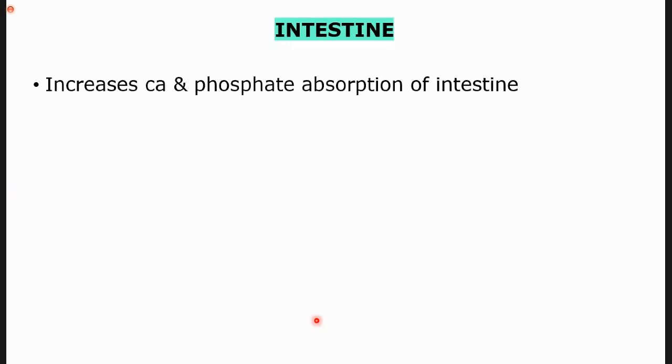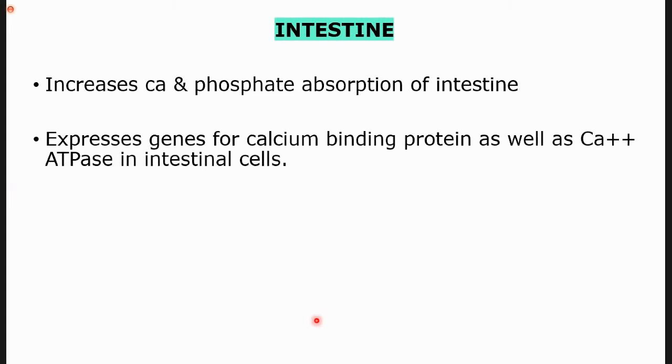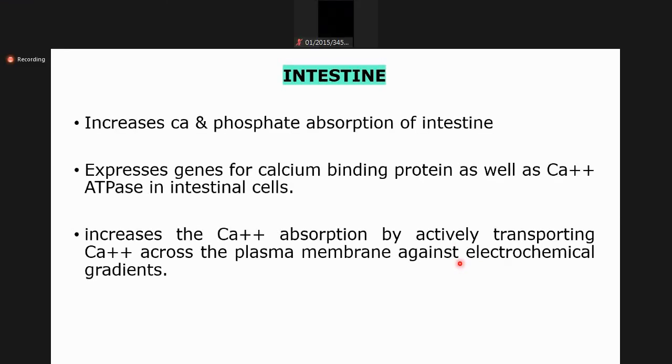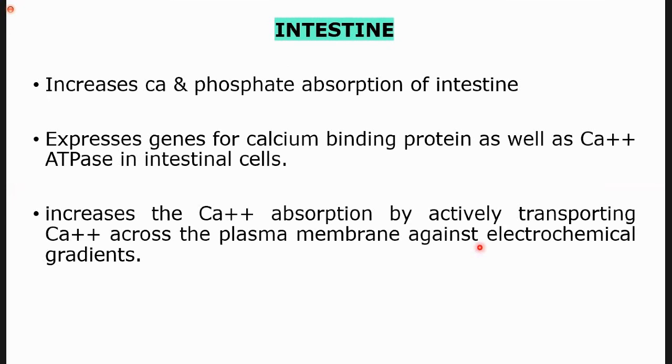concentration. In the intestine, it increases the calcium and phosphate absorption by causing the increased expression of genes for calcium binding proteins as well as calcium ATPase in the intestinal cell. As I've told you, vitamin D is not only a vitamin, but it can act as a hormone. It can bind with the vitamin D receptor and cause the expression of the genes for calcium binding protein. More and more calcium binding proteins are formed and cause the increased absorption of calcium in the intestine. It increases the calcium absorption by actively transporting calcium across the plasma membrane against the electrochemical gradient. So basically, it's an active mechanism.